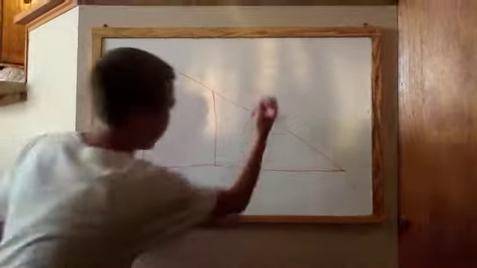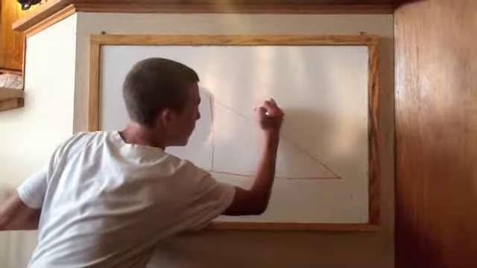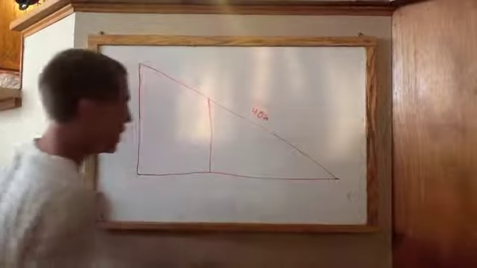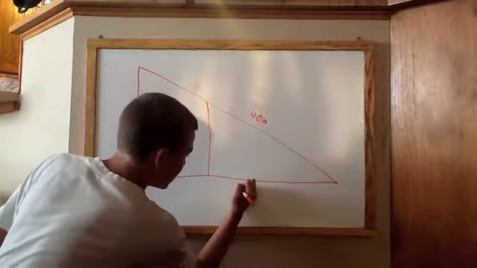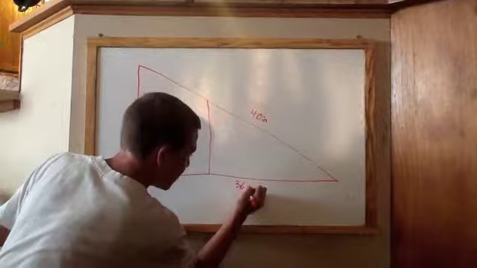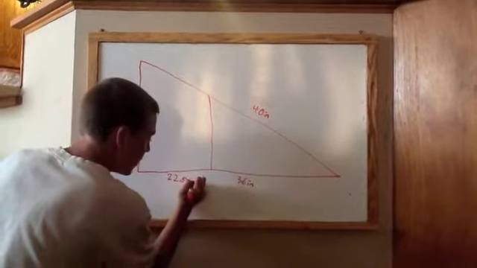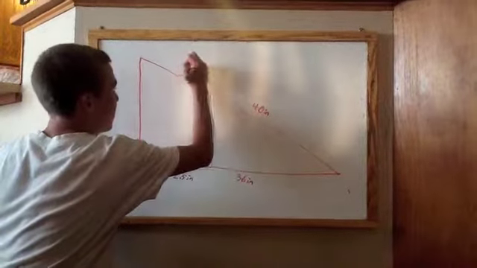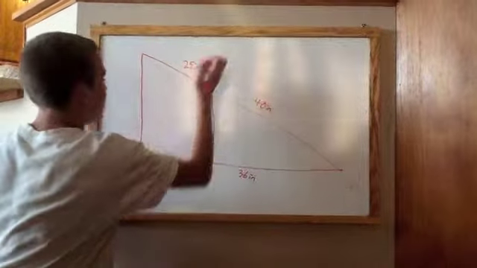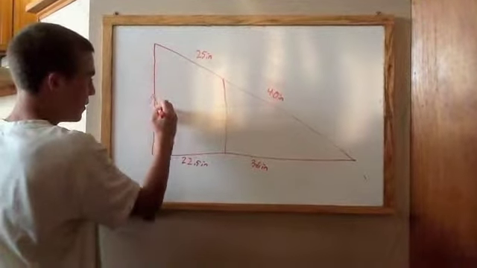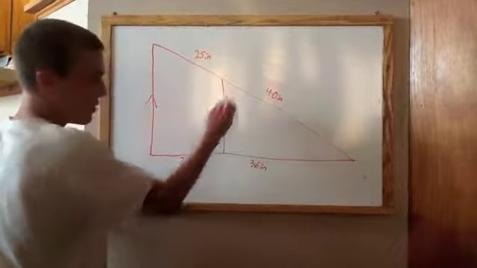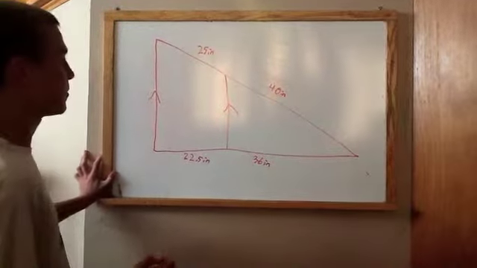Okay, we know that this side is 40 inches, and this side is 36 inches. This one is 22.5 inches, and this one is 25 inches. So we can find out if these two lines, the two fence posts, are parallel by cross multiplying.